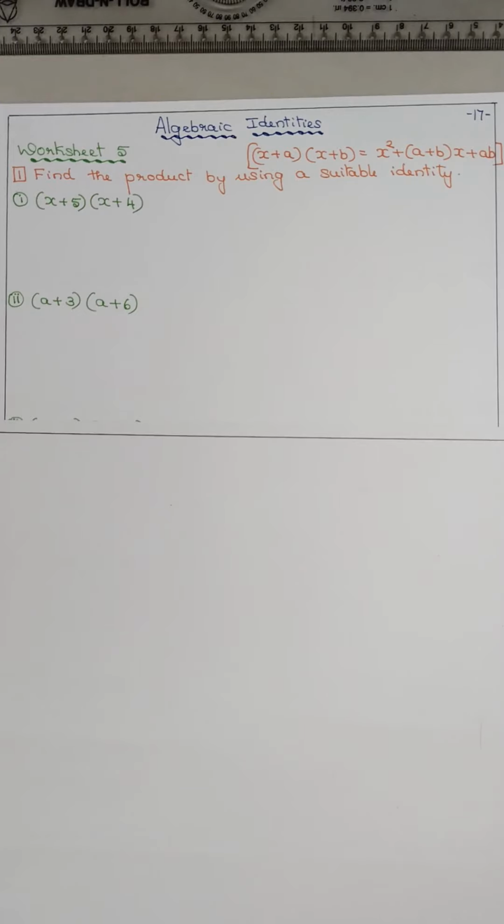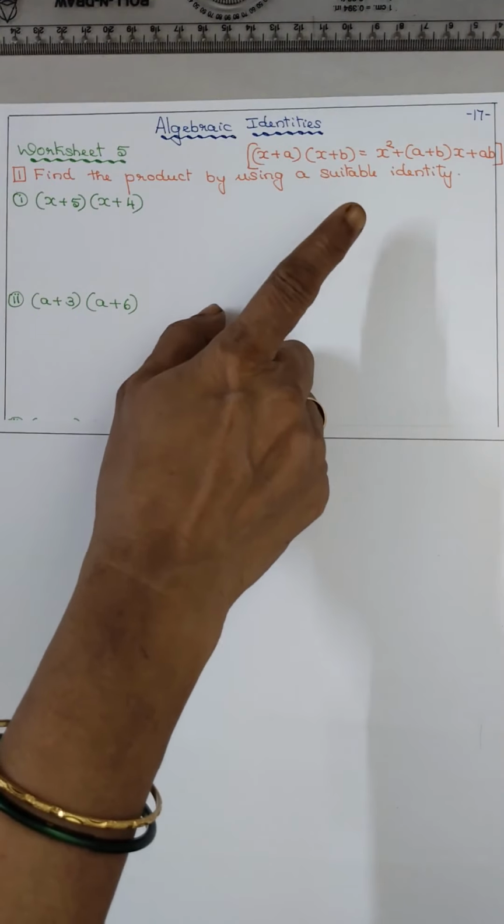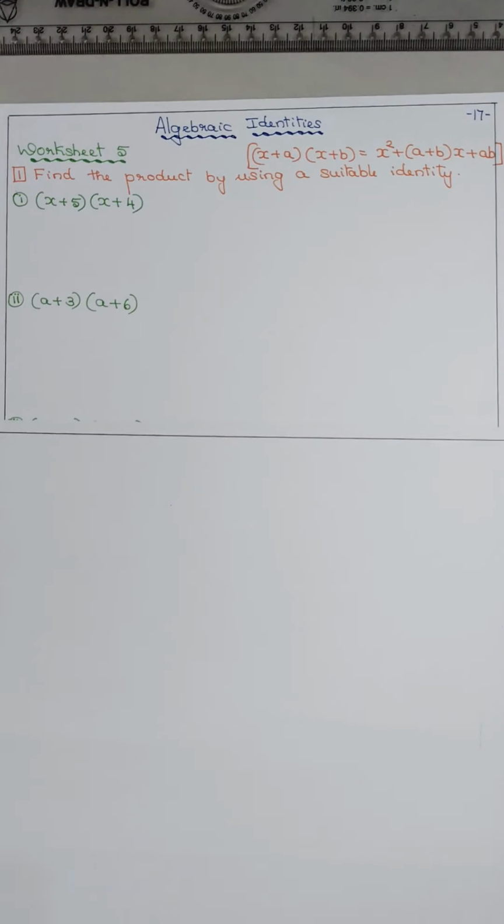We were discussing the lesson algebraic identities. Now coming to the worksheet 5, that is identity 5, isn't it? We are discussing the identity 5. What is it? (x + a)(x + b) = x² + (a + b)x + ab.